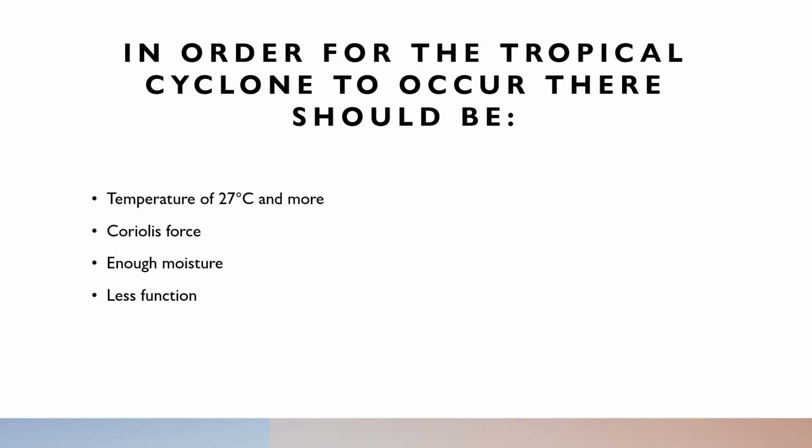Going forward, we will look at the factors that make the tropical cyclone occur. There should be a temperature of 27 degrees Celsius or more over the ocean. There should be Coriolis force. That's why the tropical cyclone cannot form on the equator, because there is no Coriolis force. There must be enough moisture and little friction.